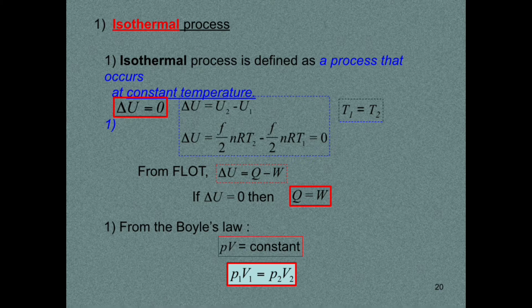So from the first law, that is delta U equals Q minus W. Since it is equal to 0, we will get Q equals W. So from Boyle's law, since PV is constant, then P1 V1 equals P2 V2.